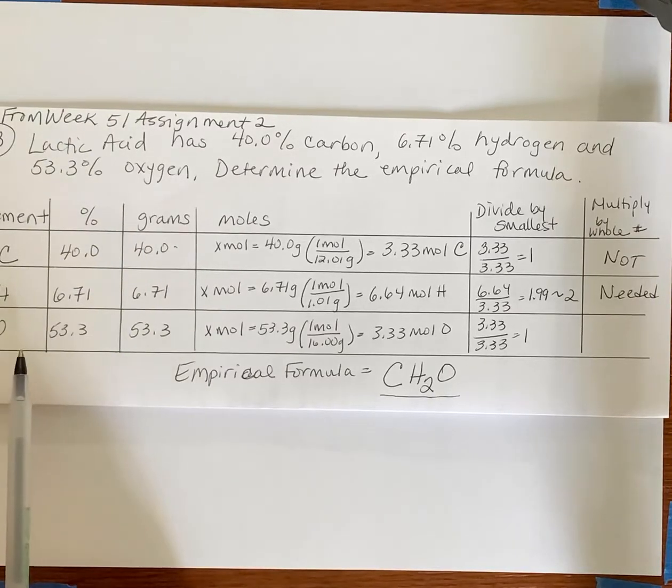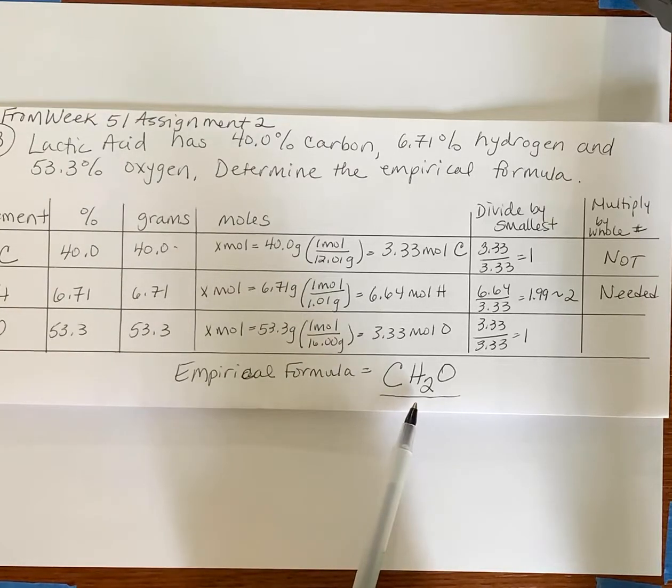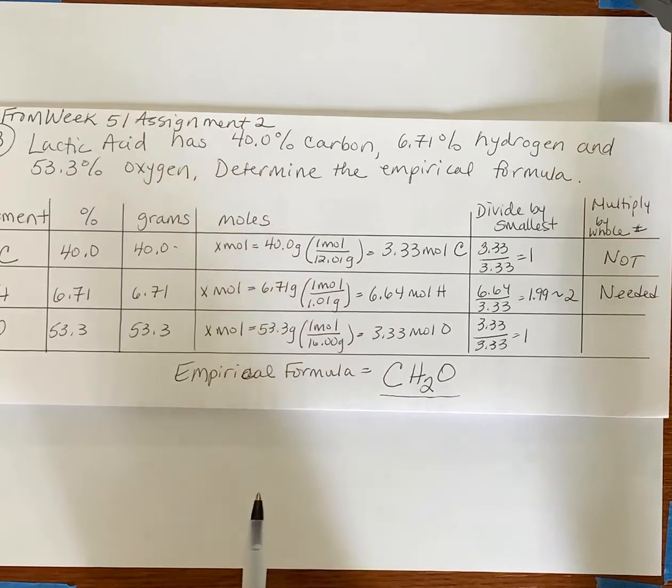You all did this problem. It was number 3 on week 5, assignment 2. We looked at lactic acid and you determined the empirical formula. Here's the calculation for doing that. The empirical formula that you obtained was CH2O. That is not the actual molecular formula of lactic acid. That is the reduced form.